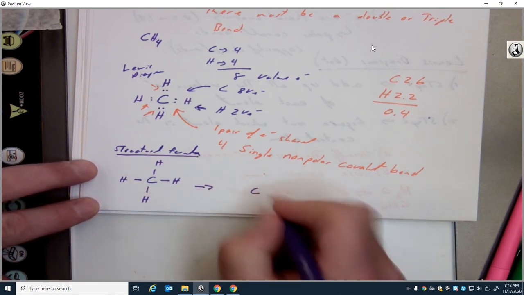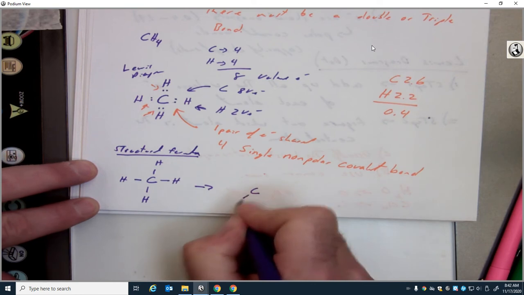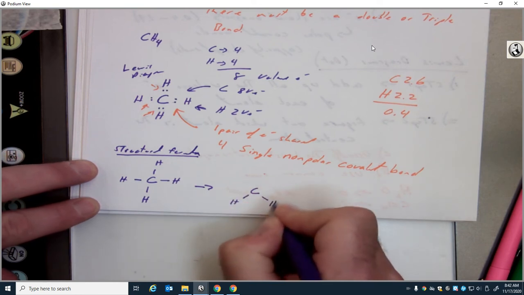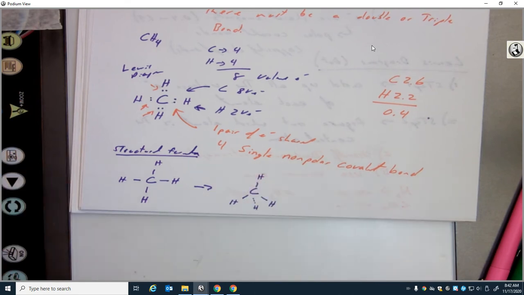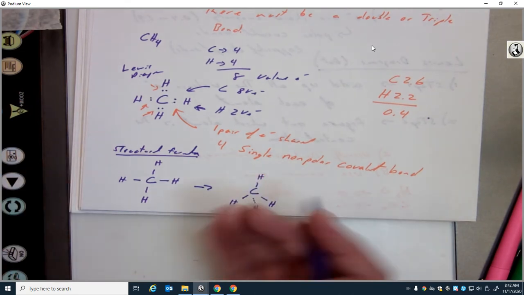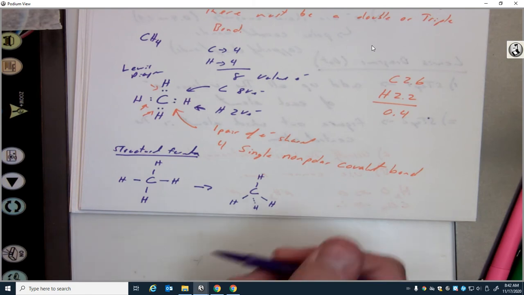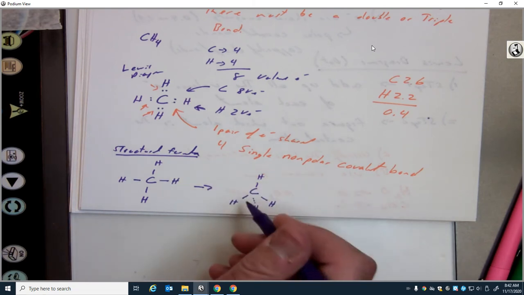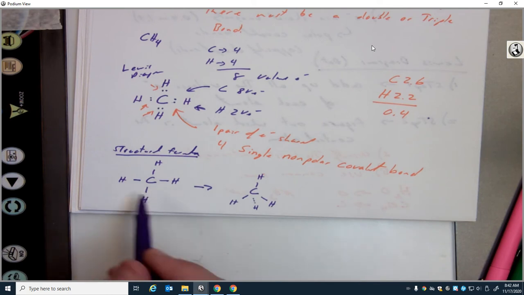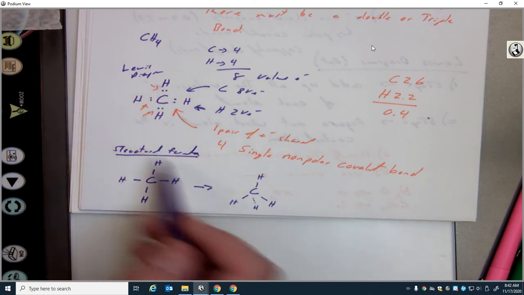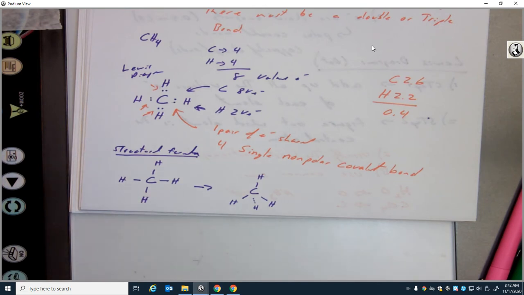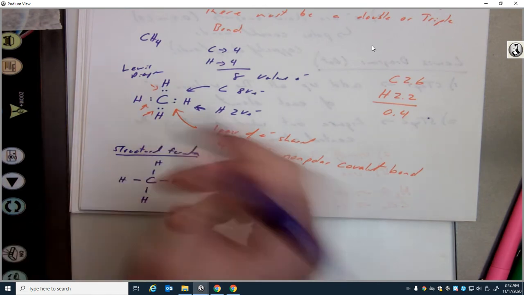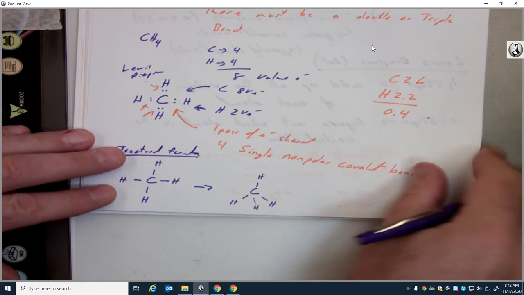For those of you that remember, a tetrahedral structural formula looks like this. This dotted line means the hydrogen is going into the paper, or coming out of the paper. So we'll deal more with shape later, but you're going to draw your Lewis diagrams, and then eventually we'll use those diagrams to turn them into structural formulas. All right, so this is methane. Let's try another one.